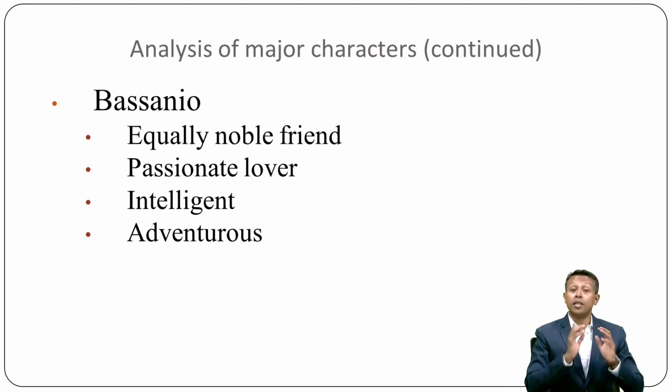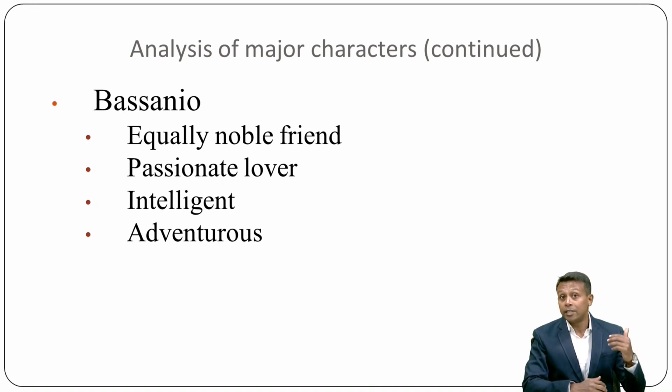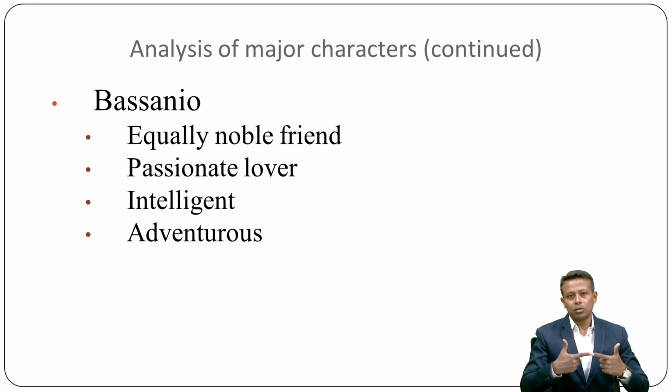Bassanio is also an equally noble friend. At the beginning of the play, he is not financially sound, which is why he takes help of Antonio. But unfortunately, all of the ships of Antonio were out, which was why he did not have enough wealth to loan to Bassanio. The moment Bassanio hears of his friend's trouble, at once he reaches Venice to help his friend, to save his friend. The friendship of Antonio and Bassanio is a beautiful bond which is reflected here in this play. He's a passionate lover.